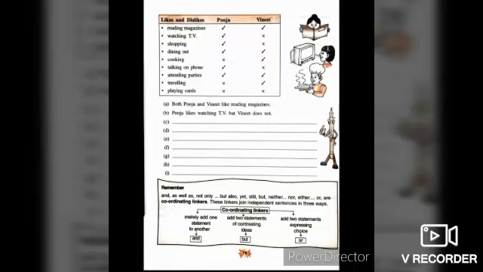Next is shopping. Pooja likes, Vineet does not. So you will write down Pooja likes shopping but Vineet does not. Next is dining out. Pooja likes, Vineet also likes. So both Pooja and Vineet like dining out. So like this you will complete the rest of the worksheet.